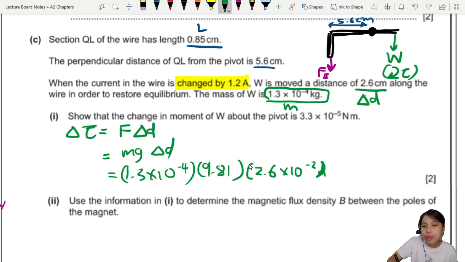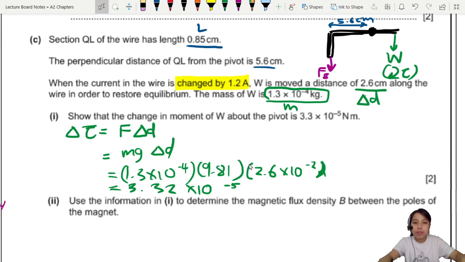Okay, we already know it's meter. Alright, with that, we plug in our calculator, press. You should get a value of about 3.32 times 10 negative 5. And that is roughly the moment change that we will see when you suddenly change the current.